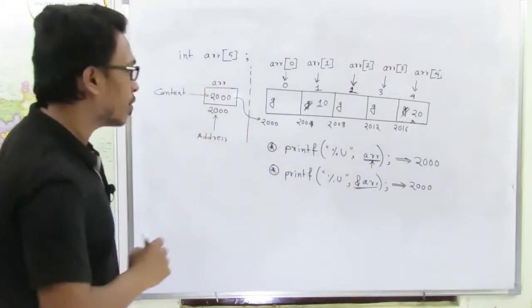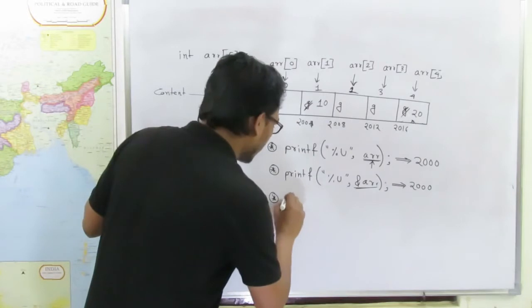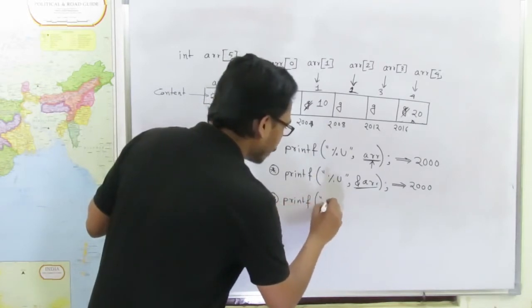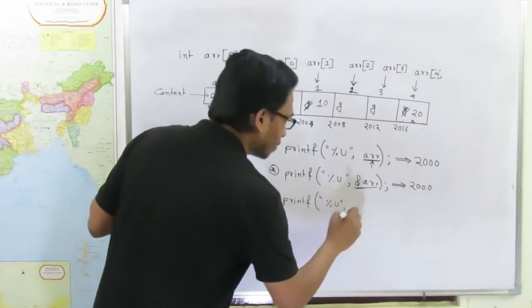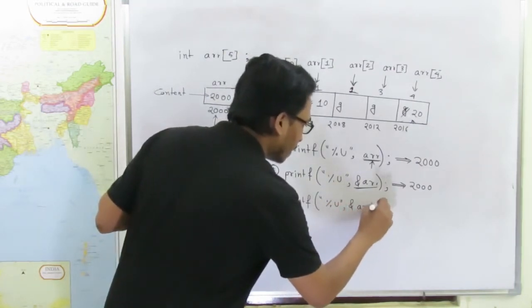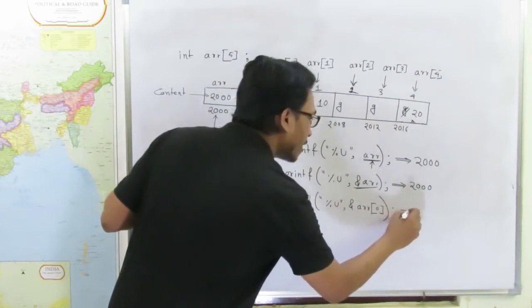Clear? Now one more thing. Let's say we give one more printf instruction, printf %u then address of ARR 0. Now what will it give us?